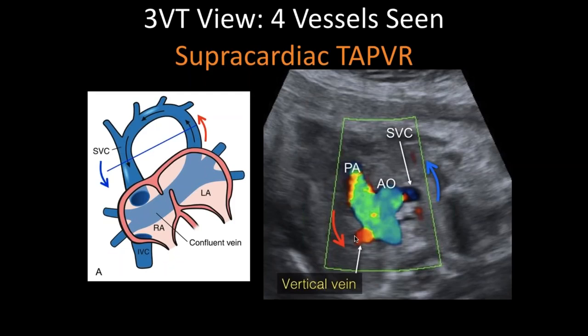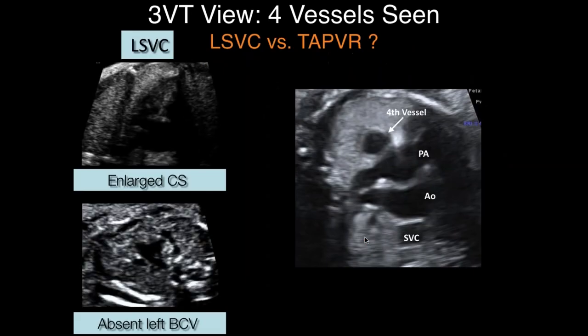So how do I make the difference between the two? Well, clearly, one very important distinction is the blood flow in the vertical vein is in opposite direction to the superior vena cava. So if you reduce your velocity scales, as you can see, I have turbulence here in the pulmonary artery and aorta, but I'm interested in the venous flow, and I document that blood in the superior vena cava is coming towards the heart, whereas blood in this extra vessel is going away from the heart. That's the most important way to differentiate.